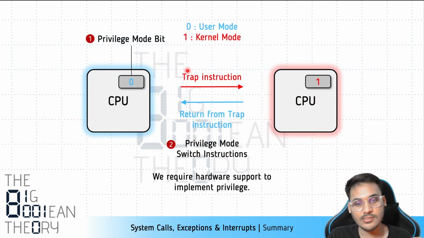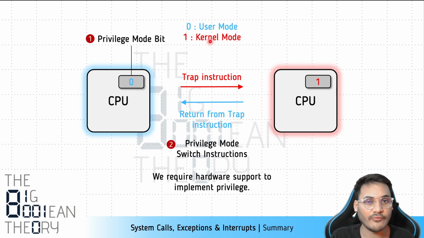And we also saw that in order to implement this mechanism of privilege, we need hardware support. Basically, there is a bit in the CPU that indicates the current privilege that we are in. For user mode, we have one value, and for kernel mode, we have another value. And to transition between these two privilege modes, we have a pair of instructions. To go from user mode to kernel mode, there is the trap instruction, which is also the instruction to invoke a system call. And to return from kernel mode to user mode, we have the return from trap instruction. So the point is that to implement this concept of privilege, we require support from the hardware, right?